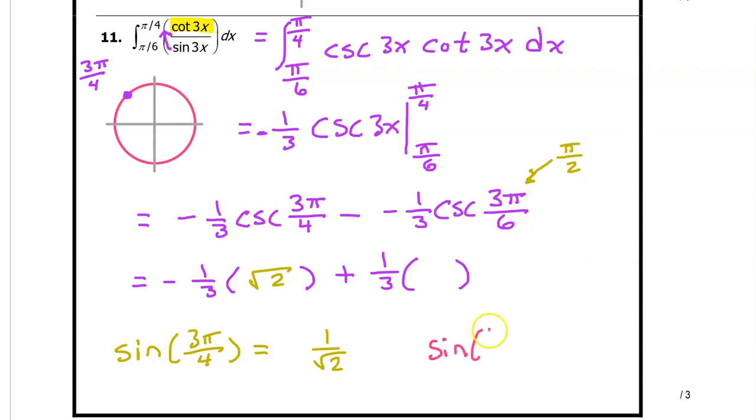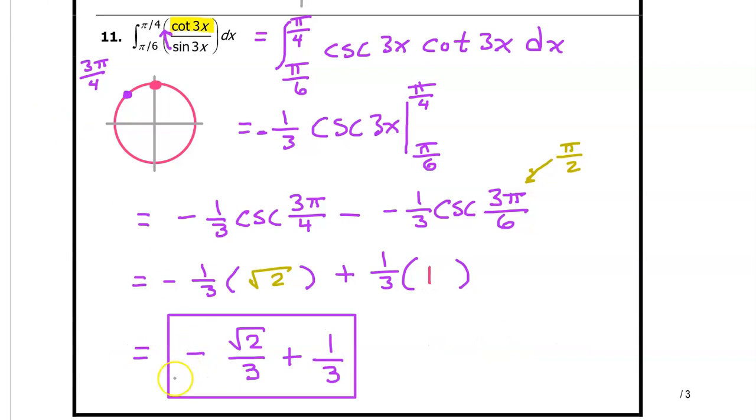Well, the sine of pi over 2. Let's call it that. Pi over 2 is up here at the top of the unit circle. Sine is the y value, so that is going to be 1. And the reciprocal of 1 is still 1. So this is the final answer for number 11.